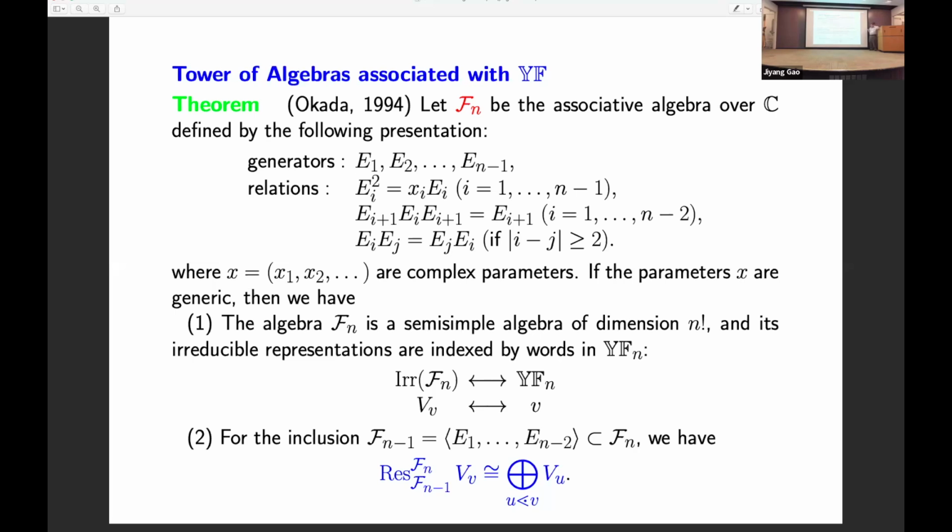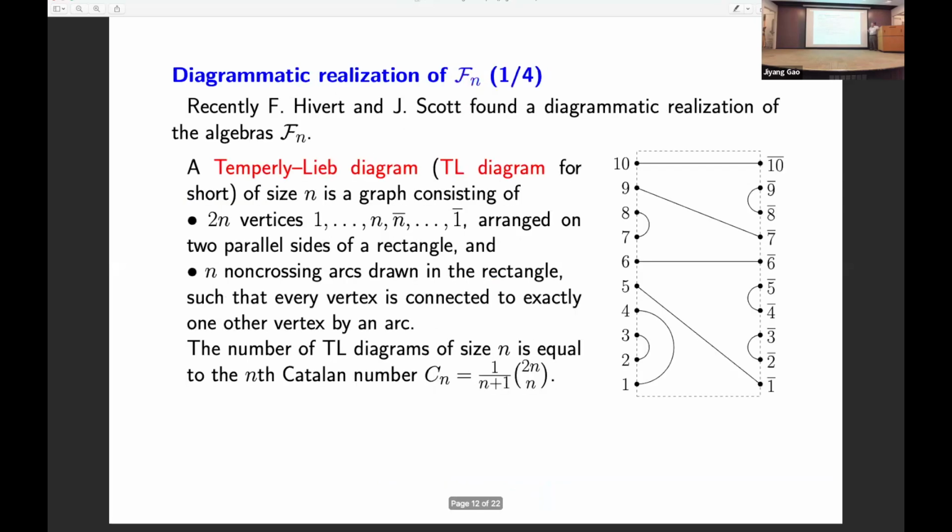So this is a 30 years old result, and then I will tell you some new developments from the last year or so, this year. Florian Eisele and Shane Scott found some diagrammatic realization, a more combinatorial description of my algebra. First we recall the Temperley-Lieb diagram. This is the basis of the Temperley-Lieb algebra. We call it, for short, the TL diagram, Temperley-Lieb diagram.